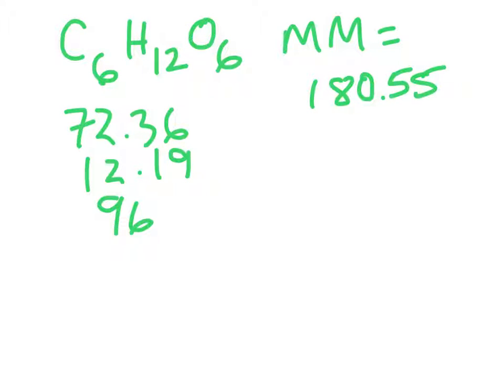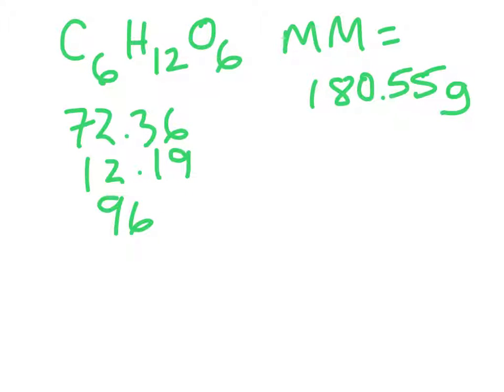Now let's do the mass percent for sugar. And sugar is C6H12O6. To find the molar mass, which equals 180.55 grams, I did 6 carbons times 12.01 from the periodic table, and I got that number. And then I did 12 hydrogens times 1.008 and got the 12 number. And then I did 6 times 16, I got the 96, and I added all those up to get that.